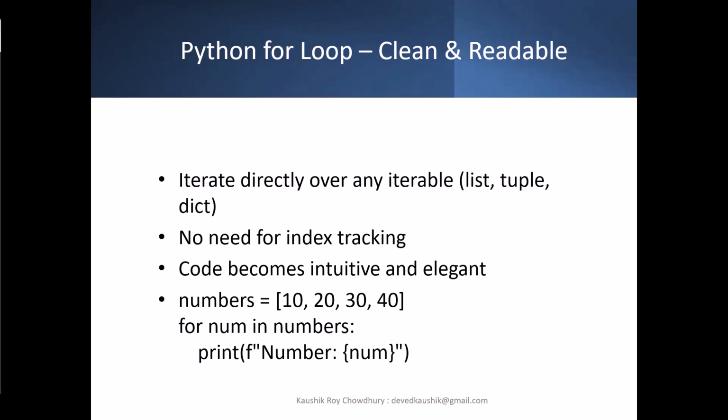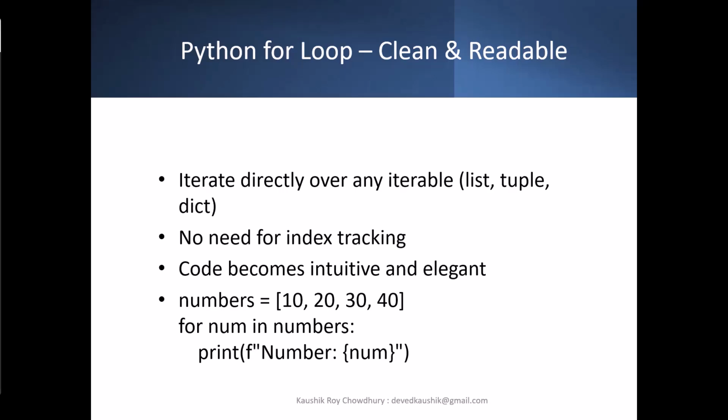So here is a basic syntax in action, iterating over a list. It's a number list: 10, 20, 30, 40, and for num in numbers, print. This is an f-string, which we have already been introduced to, as opposed to C# string interpolation: number, colon, within curly braces, num. So it evaluates the number. It's just like a for each loop, and it iterates over the numbers list and prints each number.